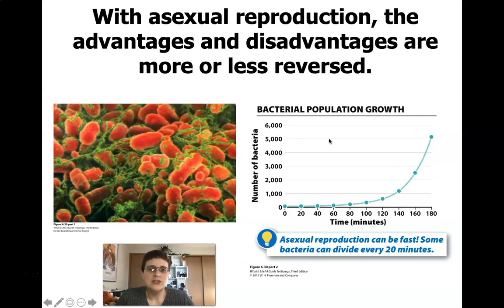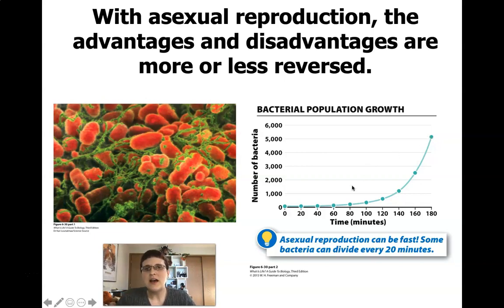So here, this is showing you the bacterial population growth of E. coli. So we've got some E. coli bacteria over here. So the population starts really small. And then you can see this is every 20 minutes. So every 20 minutes, the bacteria here are dividing. And after 180 minutes, we have gone from a couple hundred bacteria to 5,000 bacteria. You know, a sexually reproducing organism can't do that.